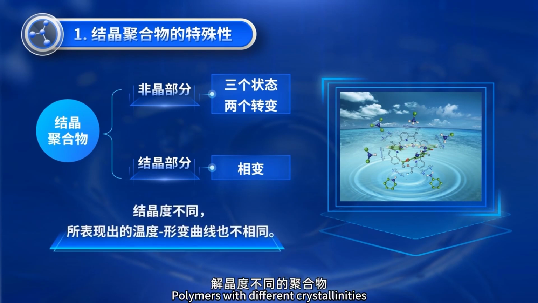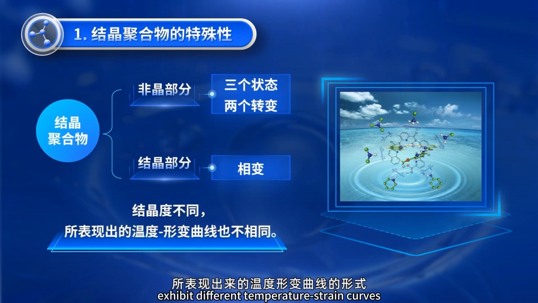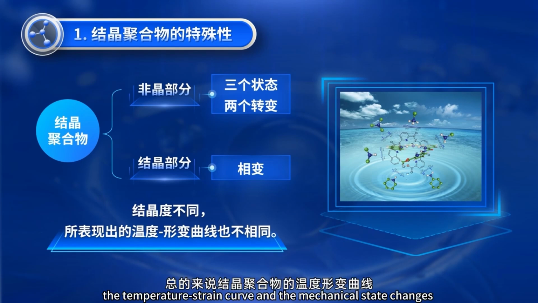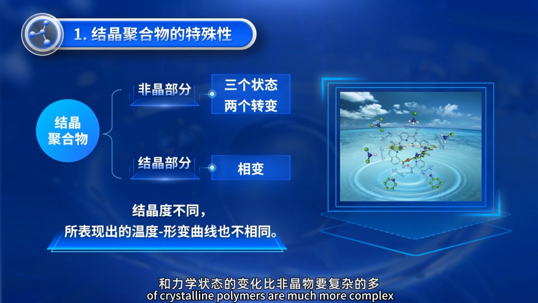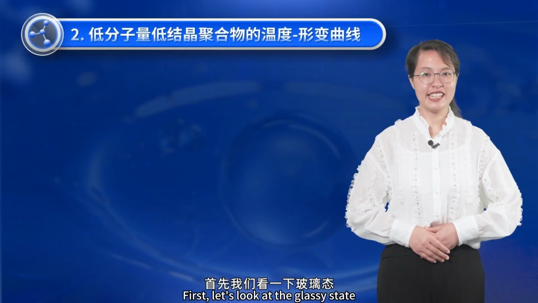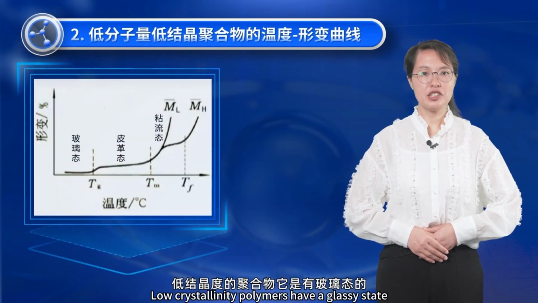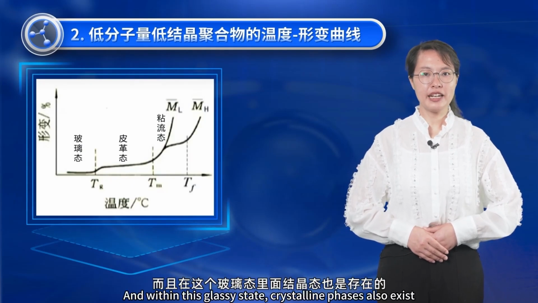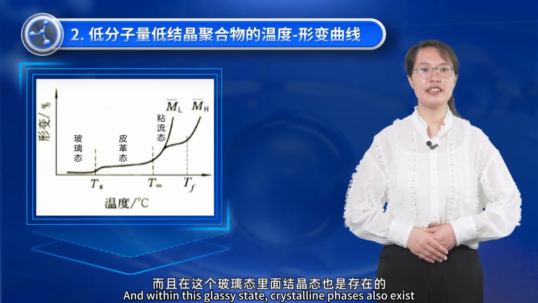Polymers with different crystallinities exhibit different temperature strain curves. In general, the temperature strain curve and the mechanical state changes of crystalline polymers are much more complex than those of amorphous materials. Let's discuss high and low crystallinity polymers separately. First, let's look at the glassy state. Low crystallinity polymers have a glassy state, and within this glassy state, crystalline phases also exist.